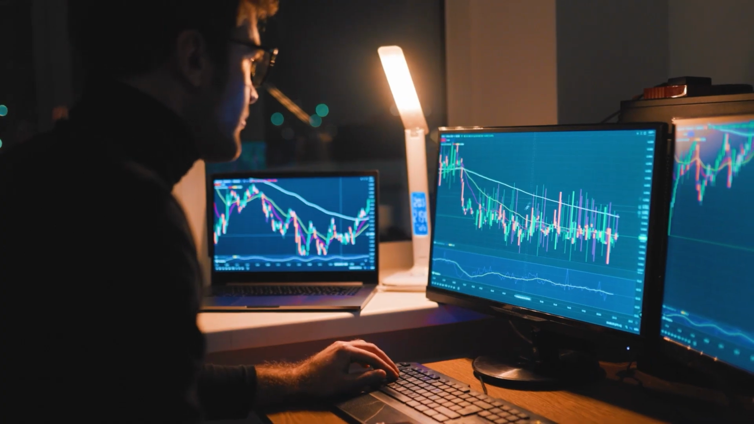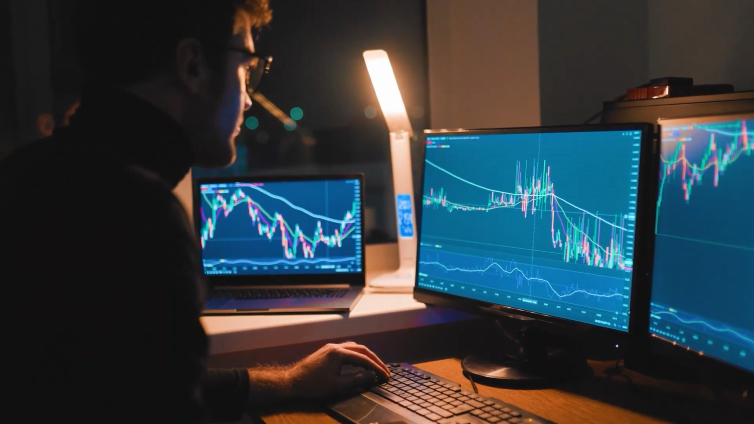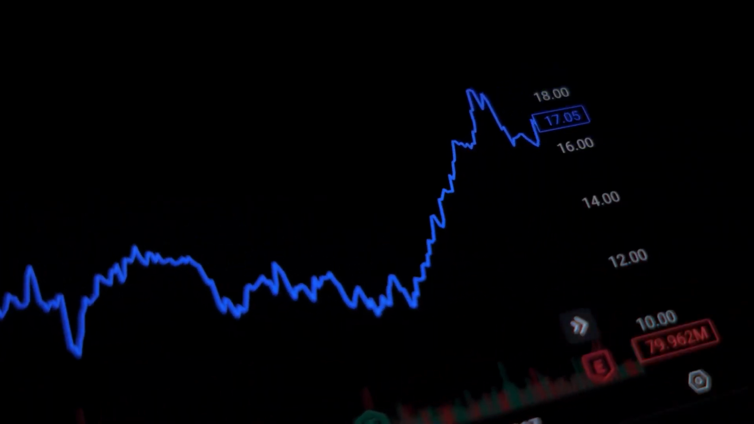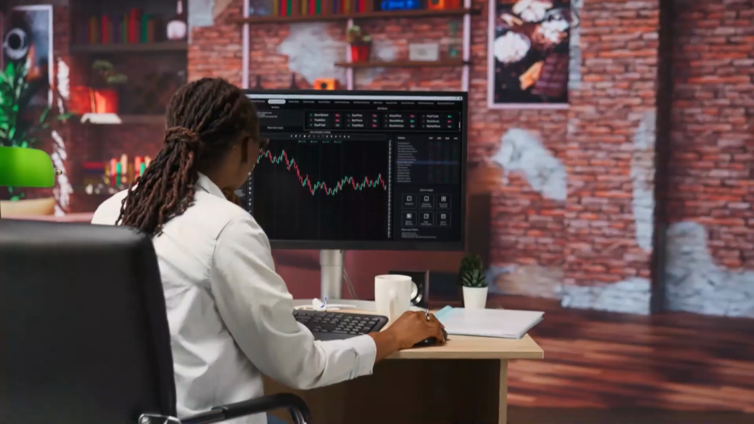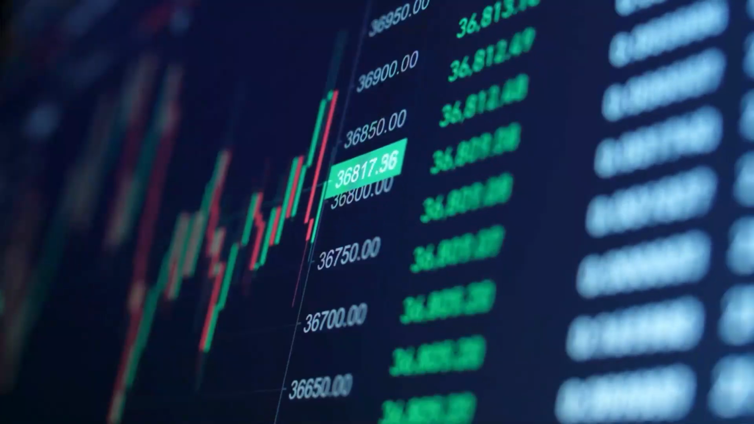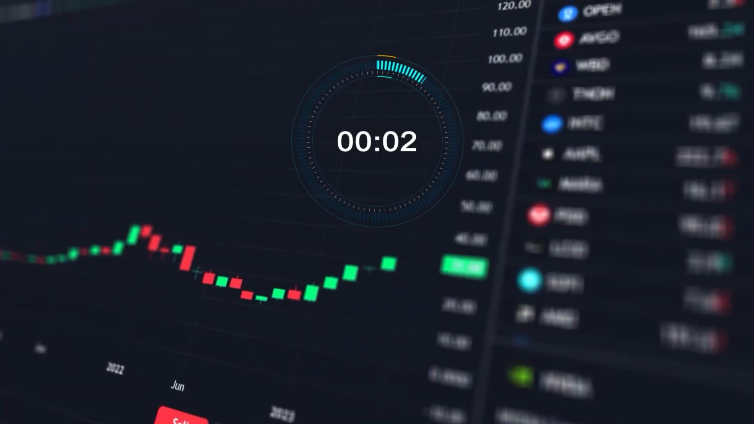That means even the best traditional setups fail 30 to 40% of the time. And that's if the pattern is perfectly formed and not distorted by news or volatility. Worse, these patterns are highly subjective. One trader's double top is another trader's messy consolidation. And in fast markets, by the time a pattern is confirmed, the opportunity's already gone.